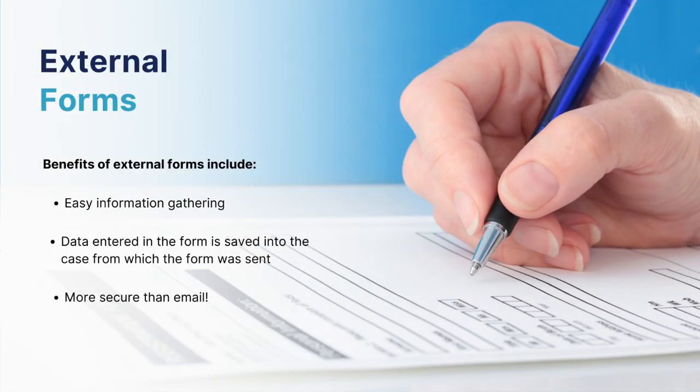All right. The third thing we're going to talk about today is external forms. External forms are forms you send out from a case and have clients enter information. And again, just similar to online intake, with an external form, the information that a client sends back to you will populate directly into their case. So no need for dual entry. It's a secure system, more secure than email, an easy way to gather information from your clients.